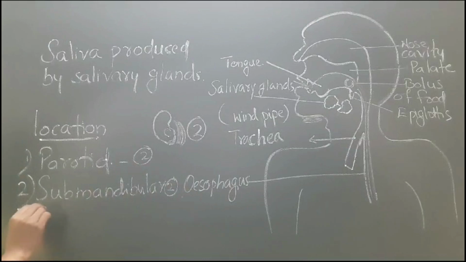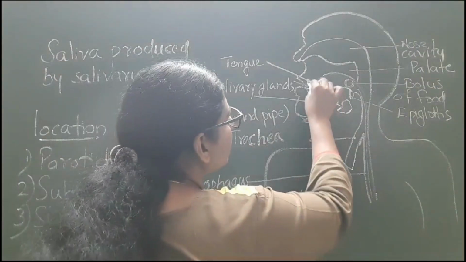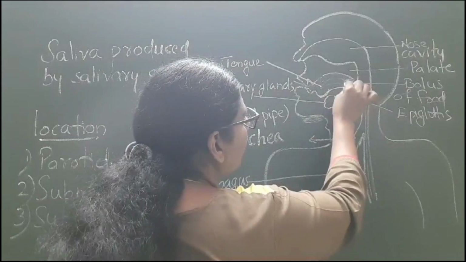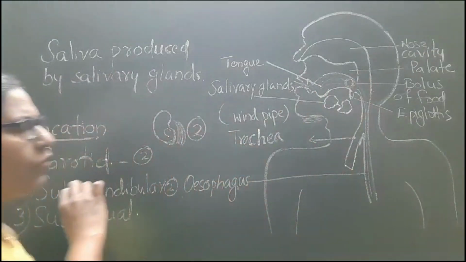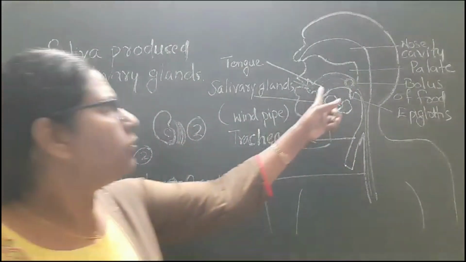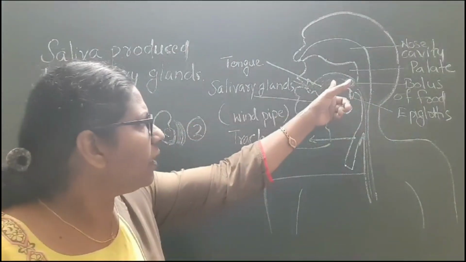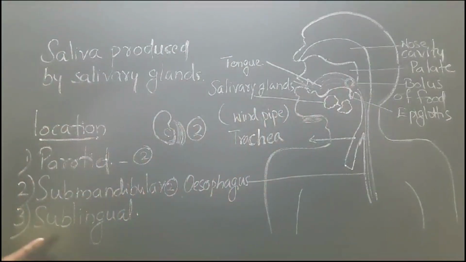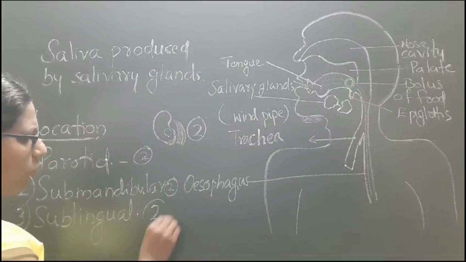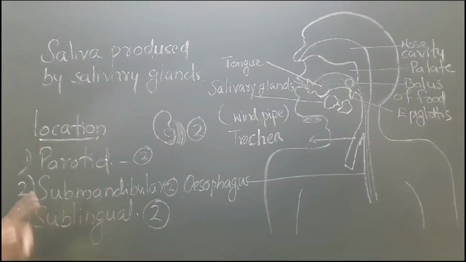Then third one is sublingual. So here you can see this is tongue. On tongue this bolus is there. It is chewed food, after mastication, the food which is about to swallow. So sublingual means under the tongue. There are 2. That is how we have 6 salivary glands or 3 pairs of salivary glands.